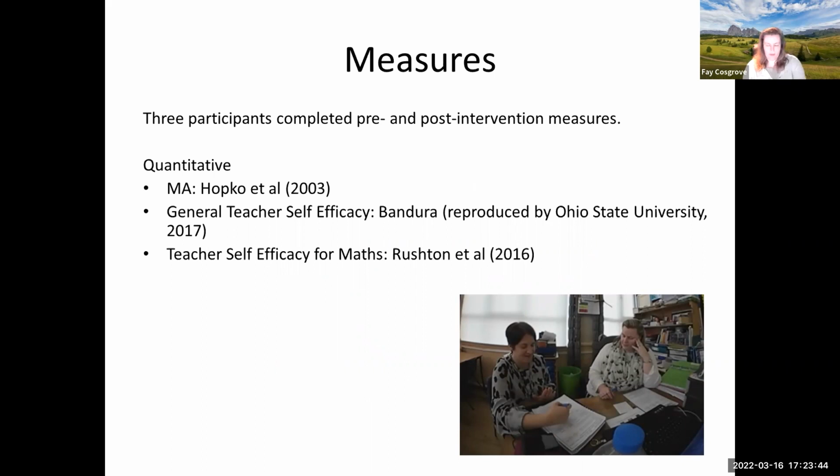So the 3 participants completed measures pre and post intervention. Quantitative measures were a maths anxiety scale by Hopko et al. And I used a general teaching efficacy scale and a specific one for maths. So teaching efficacy is your perception of how effective you are, as a teacher in general, and then separately as a teacher of maths specifically.